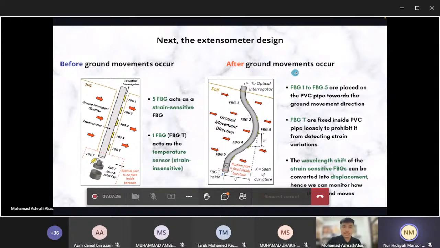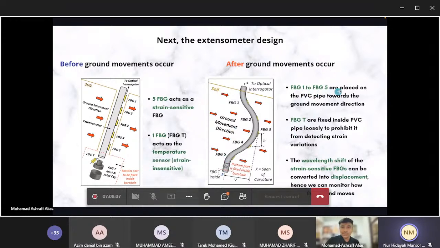And then after the ground moves, you can see that the section of the pipe where FBG3 is placed is bent more compared to the sections of the pipe where FBG2, FBG4, and FBG1, FBG5 are placed. So FBG3 will have the biggest wavelength shift compared to FBG2 and FBG4, and also compared to FBG1 and FBG5.